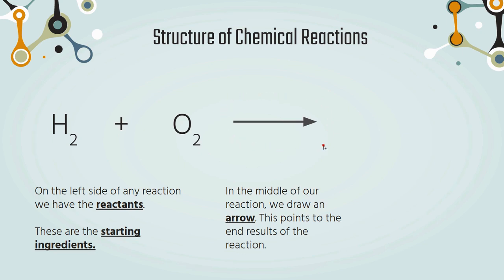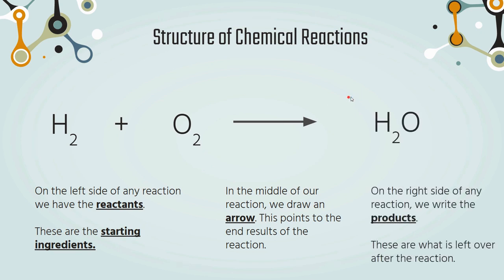This arrow shows us what the end result of the reaction is, and it shows that the reactants on the left are going in the direction of the arrow, so they're becoming whatever the arrow points to. And on the right side, we have our products. These are whatever is left over after the reaction. This is what usually we're trying to create. All chemical reactions are generally going to look like this. A left side with the things we start with, the reactants, an arrow pointing to the right, and then our products on the right, the things that we create.